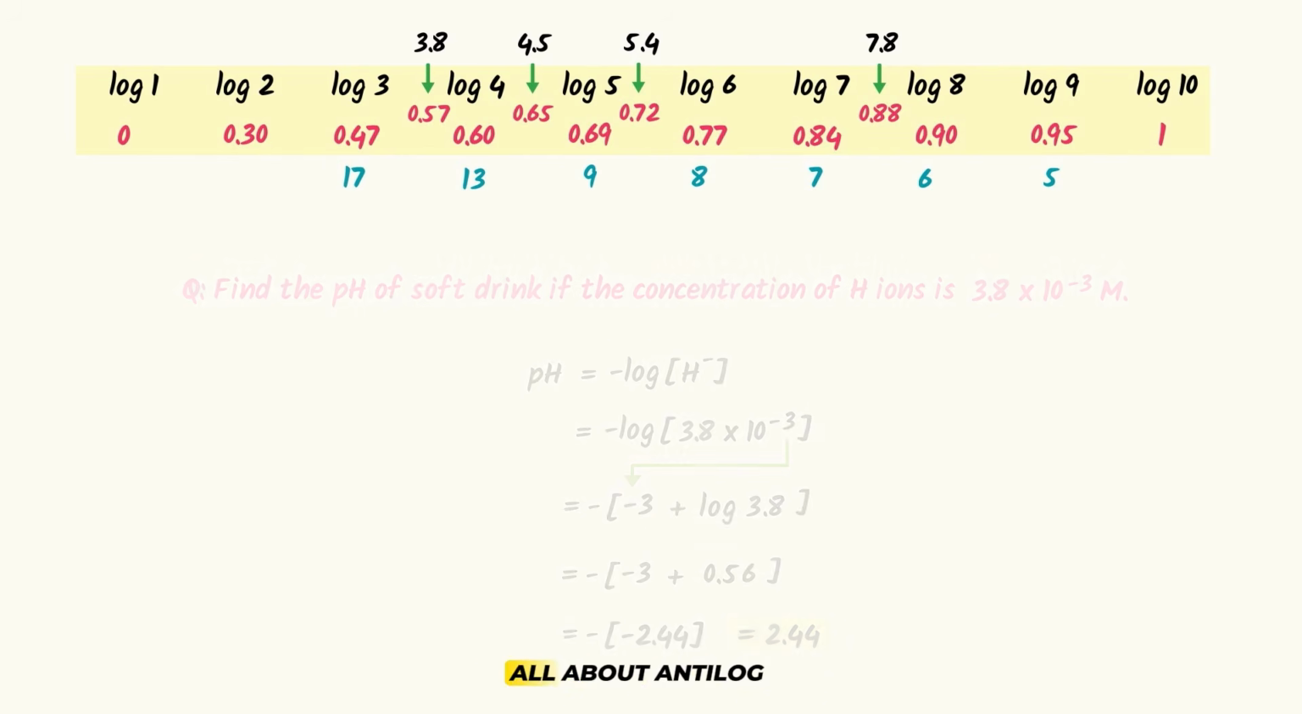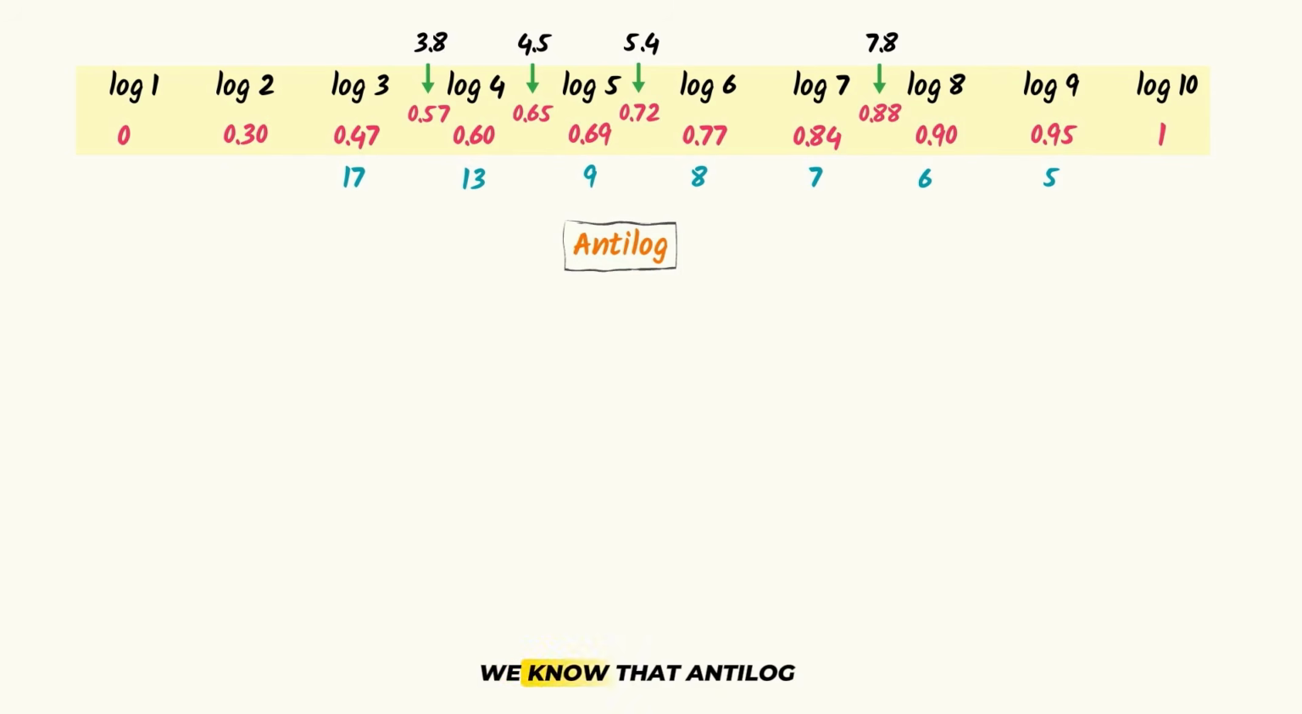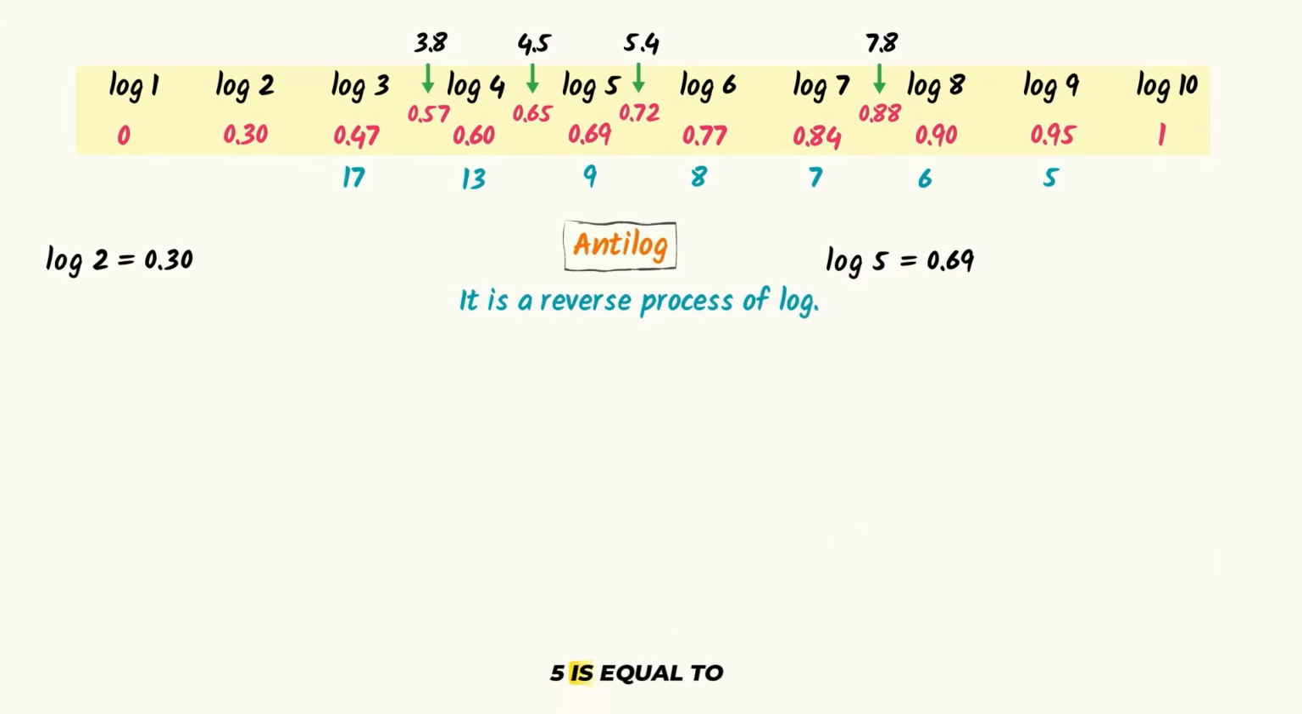Finally, we will learn all about antilog. We know that antilog is the reverse process of log. For example, log 2 is equal to 0.3 and log 5 is equal to 0.69. Then if I ask you to find the antilog of 0.30 and the antilog of 0.69, can you guess the answer? Well, the reverse of 0.30 is 2. The reverse of 0.69 is 5.